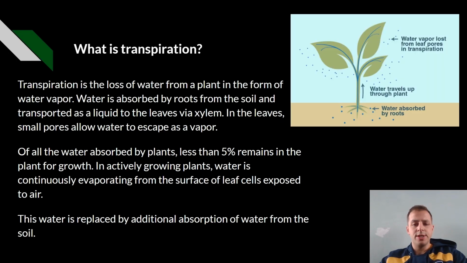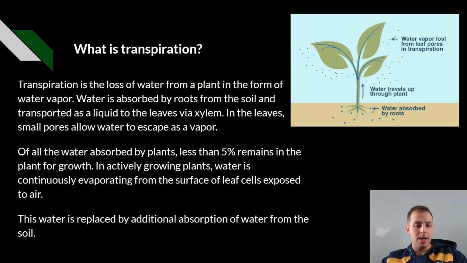Process of transpiration. Transpiration is the loss of water from a plant in the form of water vapor. The water is absorbed by the roots from the soil and transported as a liquid to the leaves via the xylem. In the leaves, small pores allow the water to escape as vapor. Of all the water absorbed by plants, less than 5% remains in the plant for growth.